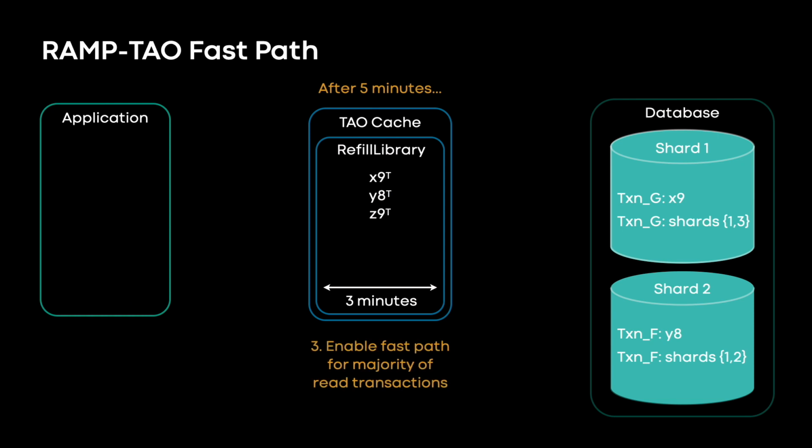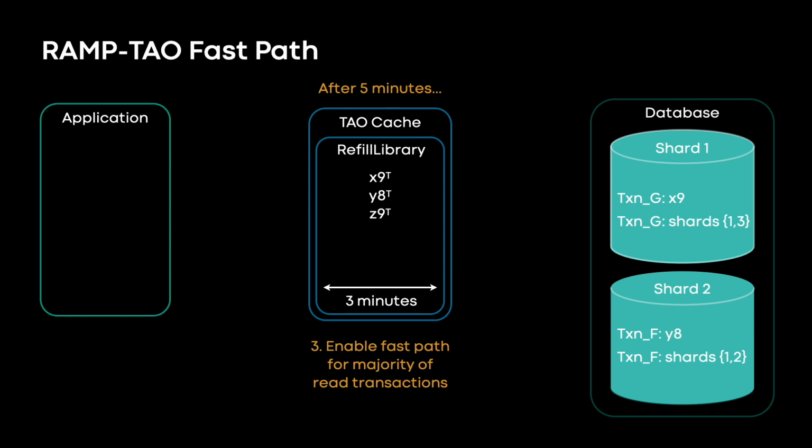Most read transactions on TAO can actually take the fast path under RAMP-TAO, which means that basically you only need one round of communication with the local cache. So let's say 5 minutes have passed. At this point, the older versions as well as the write transaction metadata have aged out of the refill library.